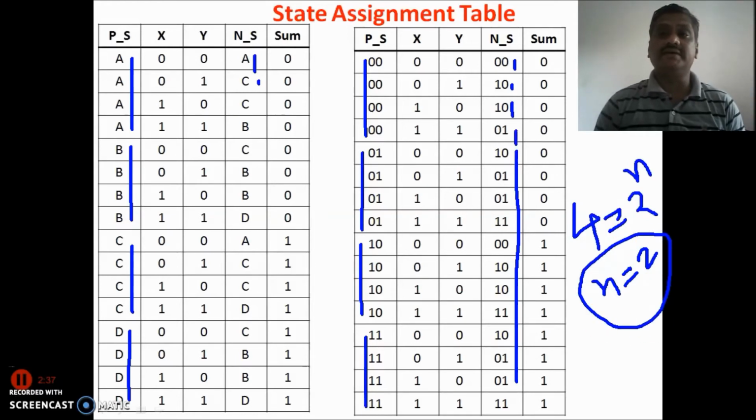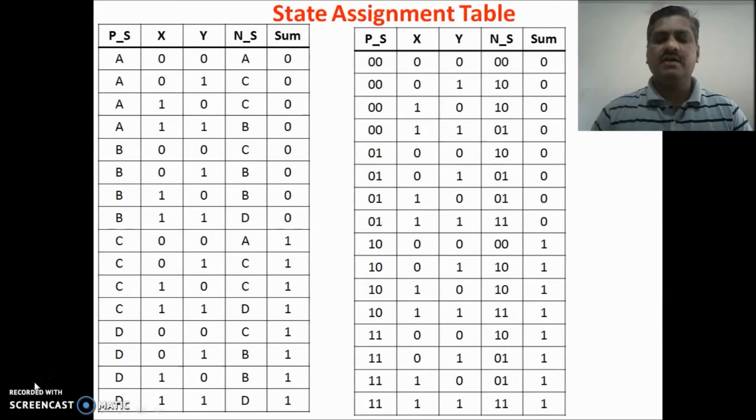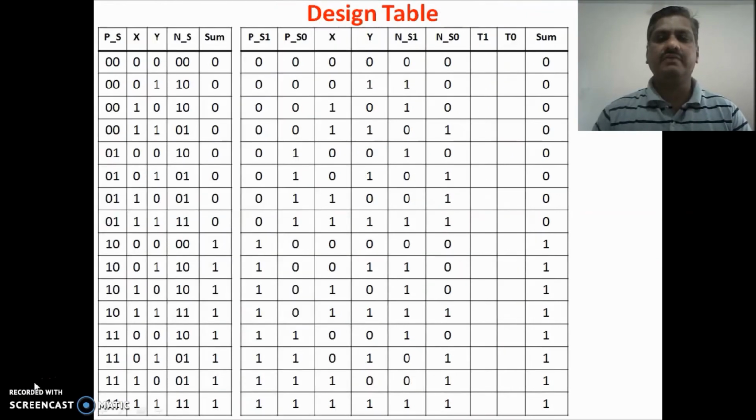Now compare the number of flip-flops required in this Moore design and in the case of the Mealy design. In the Mealy design, the number of required flip-flops will be 1, and in this particular case, the number of flip-flops required will be 2. That's why in the case of the Moore design, the hardware requirement is more. After preparation of the state assignment table, we will prepare the design table.